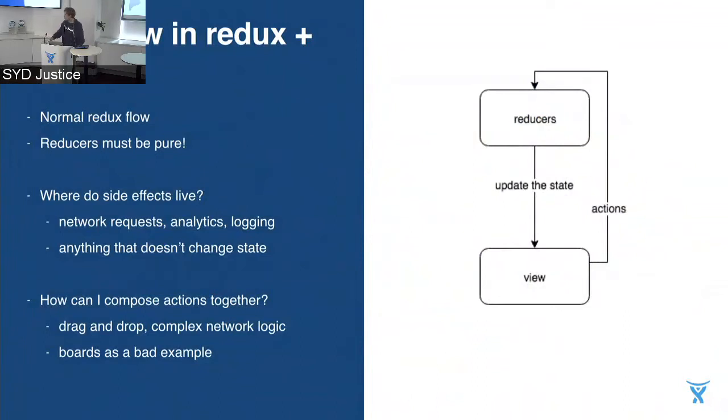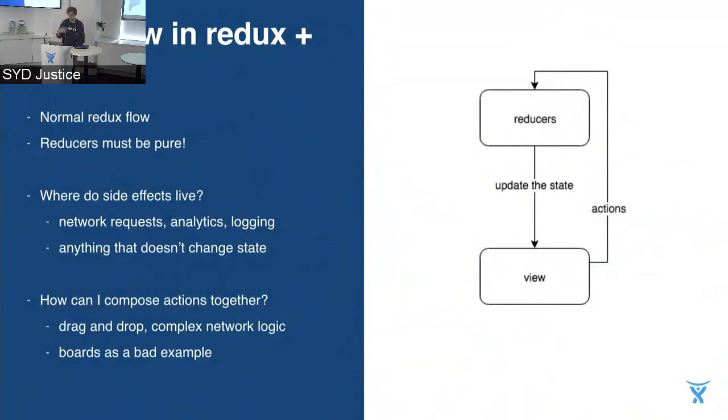There's a broader question that Redux doesn't have a good answer for, which is how can I compose simple UI actions together in order to create actions that are more meaningful to my application state? And by meaningful, I mean things that can be immediately reduced. I use drag and drop as an example. Your simple UI actions might be things like mouse down, mouse move, mouse up.